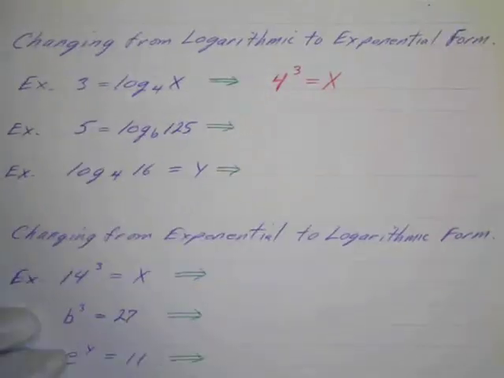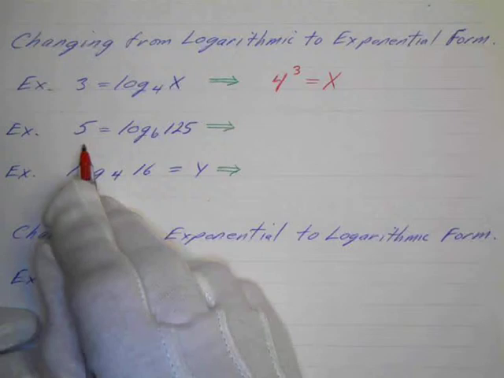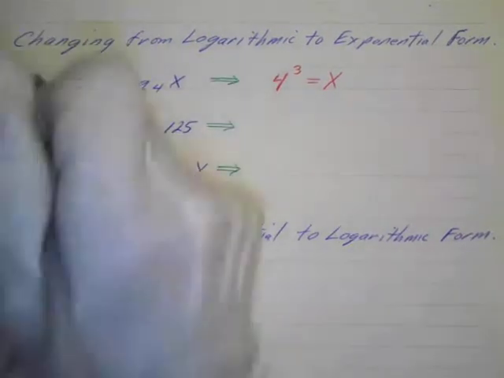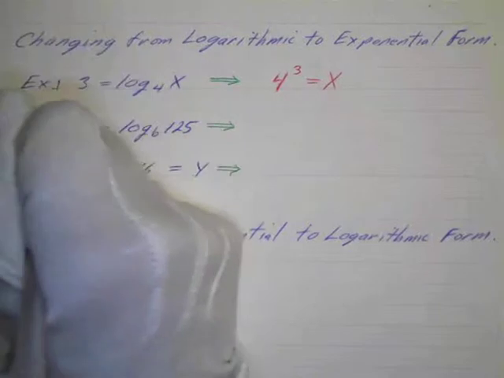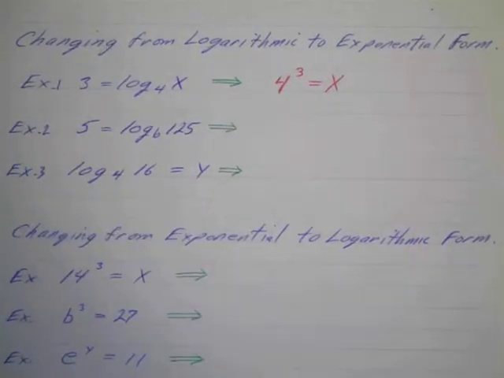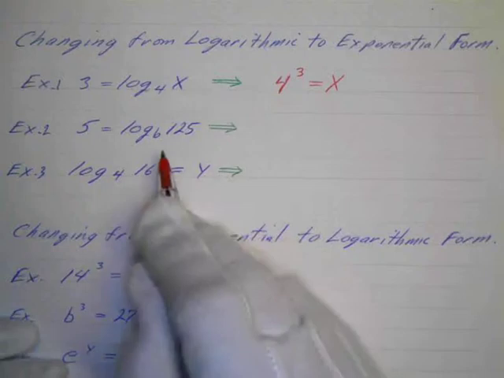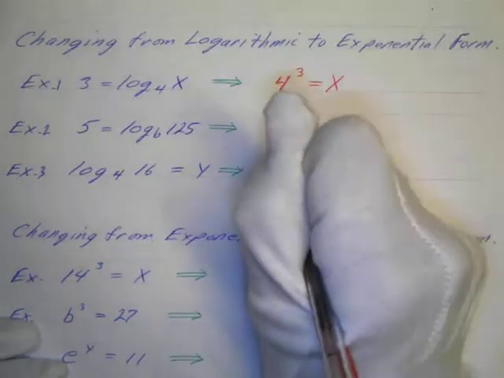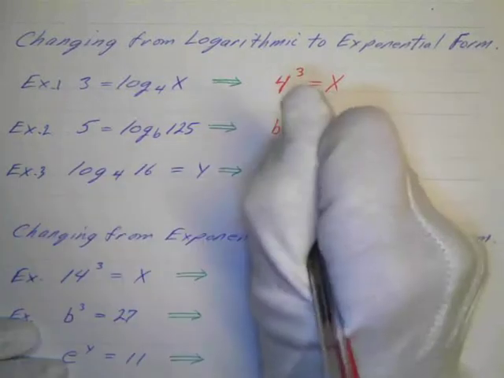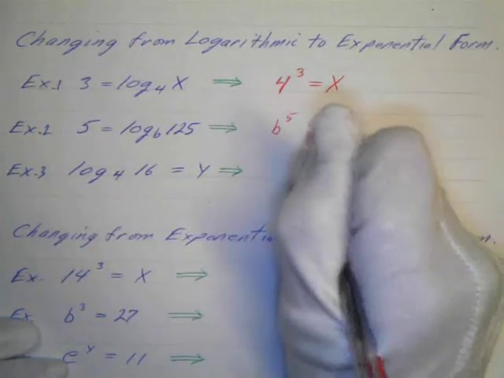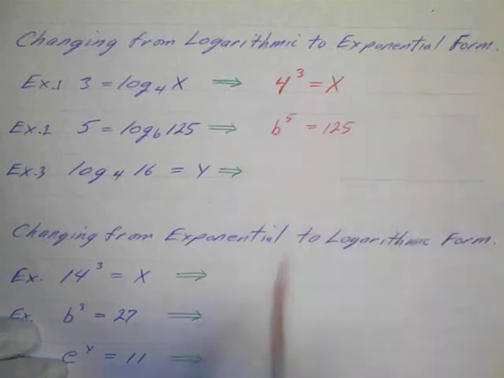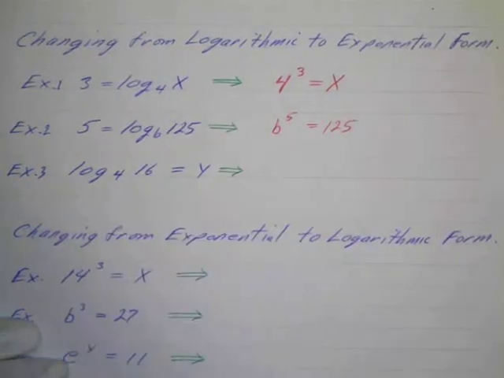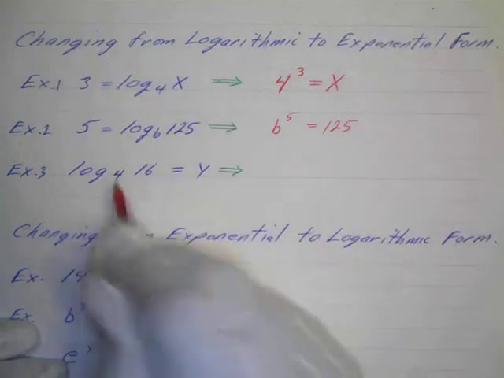Okay? Example. So the second example. I could call this example 1, 2, and 3 if you want. So here's example 2. And what's my base? b. What's my exponent? 5. And there's my answer right there, 125. Base, exponent, answer. Okay?